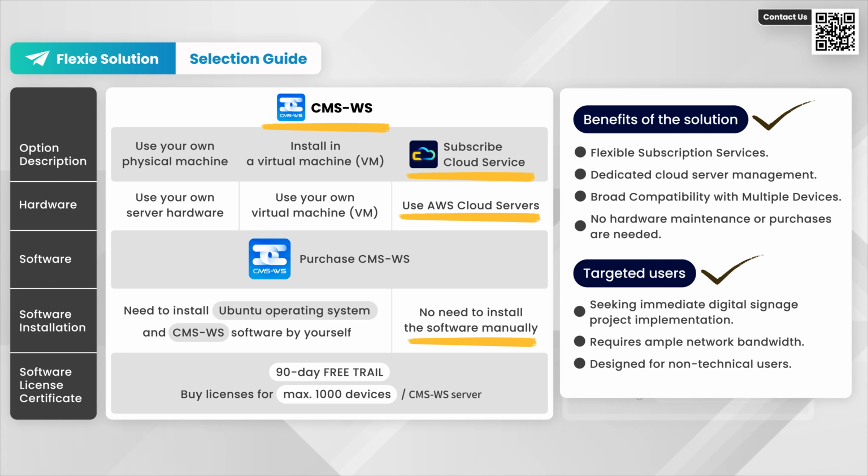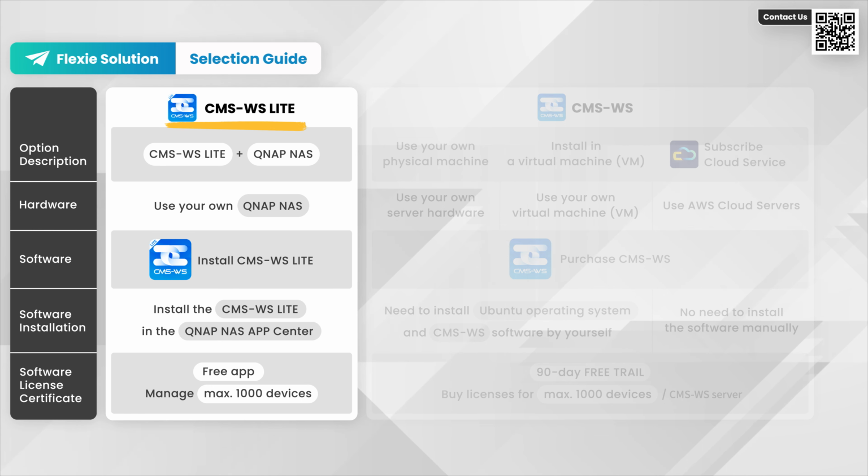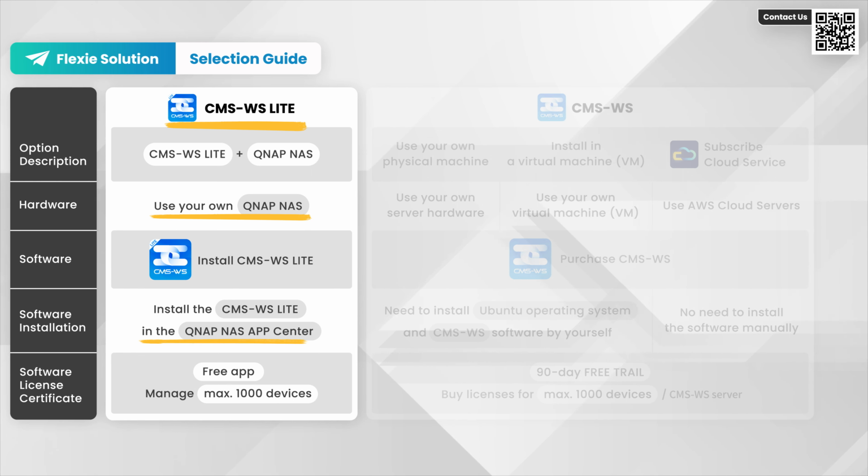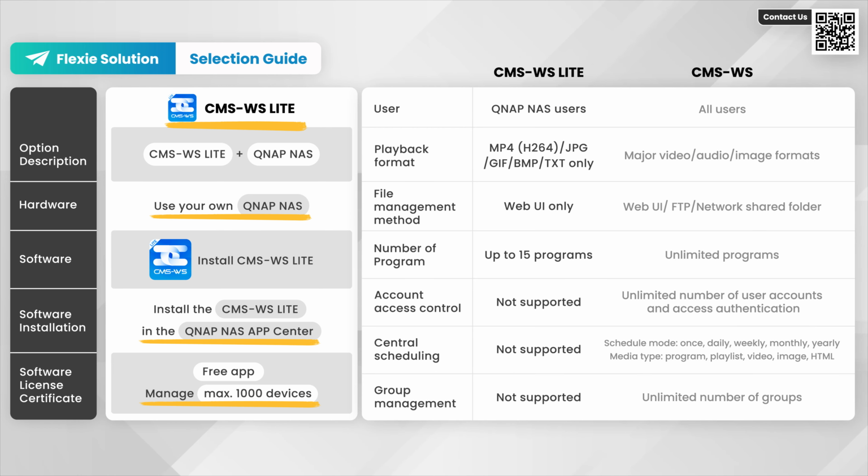without professional IT expertise. CMSWS Lite is the simplified free version of CMSWS software. You need to provide your own QNAP NAS and download and install it from QNAP's App Center. It is a free app and can manage up to 1,000 devices. Since CMSWS Lite is a simplified version of the software, there are some limitations in terms of functionality.